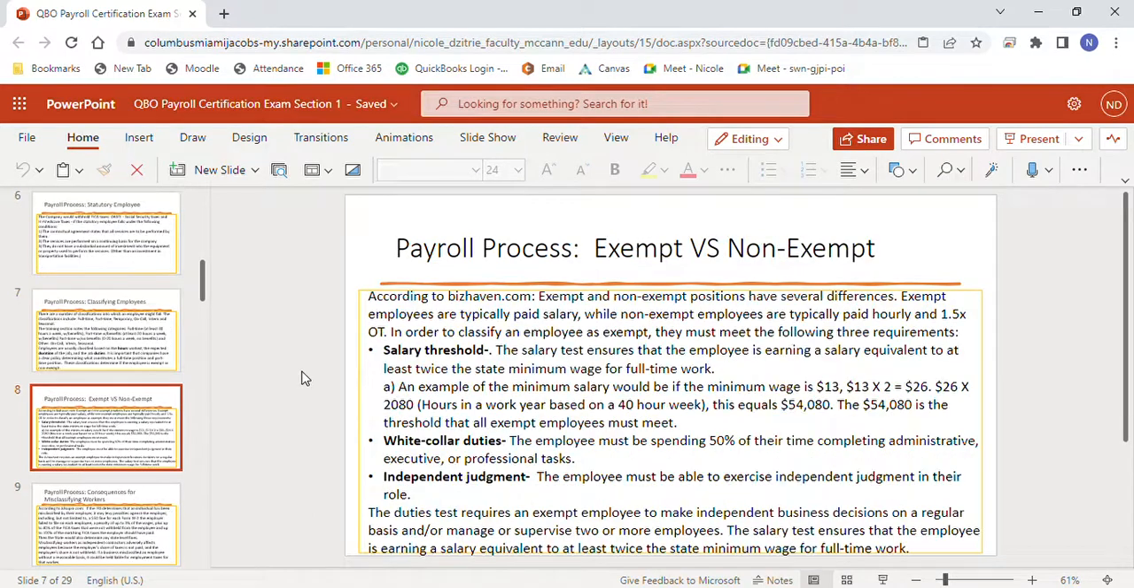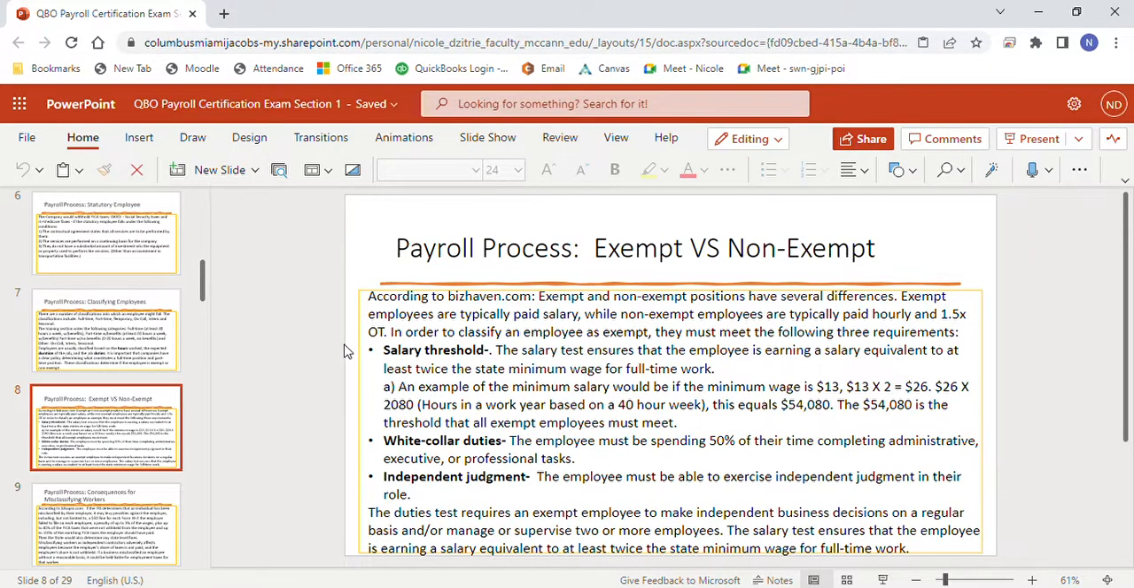So let's look at that. Exempt versus non-exempt. According to bizhaven.com, exempt and non-exempt positions have several differences. Exempt employees are typically paid salary, while non-exempt employees are typically paid hourly and are then subject to, which we'll look at later, they're protected and made sure that every hour beyond 40 hours a week, they'd get the 1.5 times their regular pay, which would be OT, overtime. That's what this is, overtime.